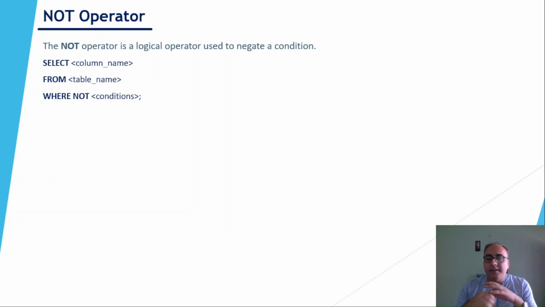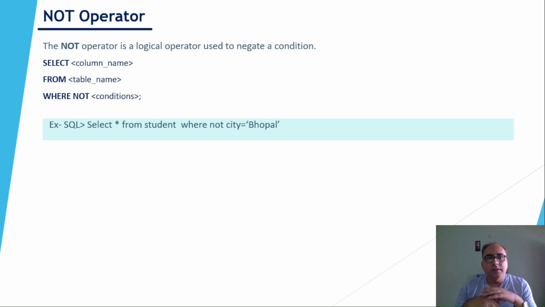Let's look at the example. Select star from student where NOT city is equal to Bhopal. So what it will do is simply exclude records where city is equal to Bhopal. Whatever condition we have specified, here city is equal to Bhopal, it will not consider that part, and other than this, it will pull all the records from the database.